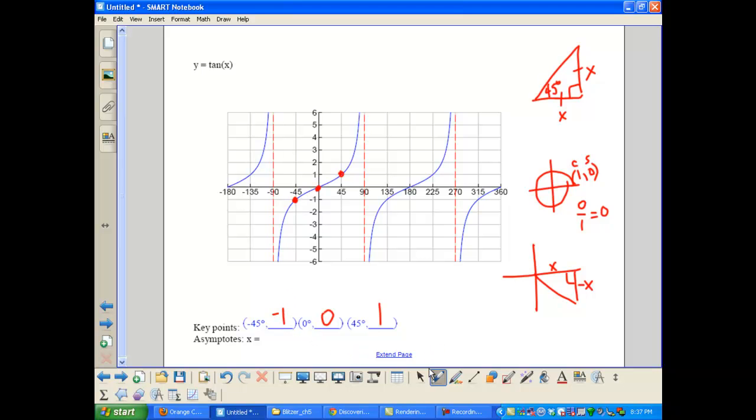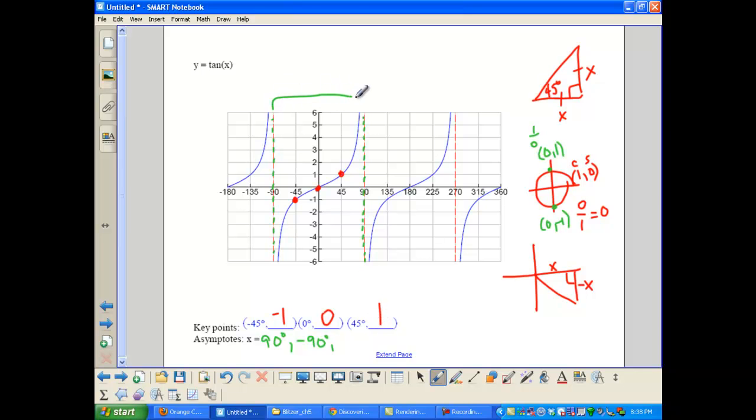-1. Now, some unusual things happen up here and down here, because when you go to do sine over cosine, you get the dreaded dividing by 0, which means you are undefined at 90, -90, and so there's your first vertical asymptotes. And then the graph will repeat again.